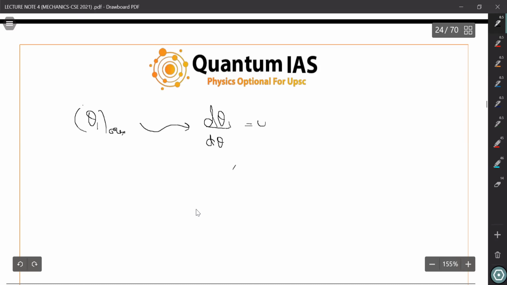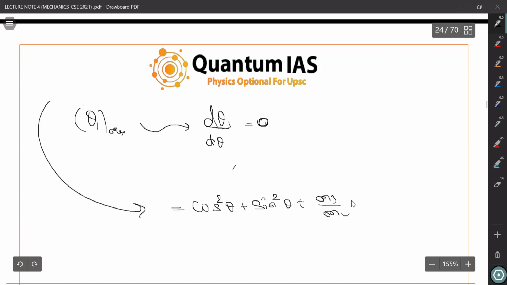So for doing this, if we follow the upper expression, you can write it as cos square theta plus sine square theta upon m1 by m2 cos theta, upon the denominator, whatever it is.